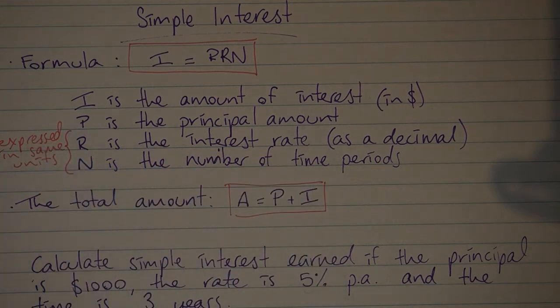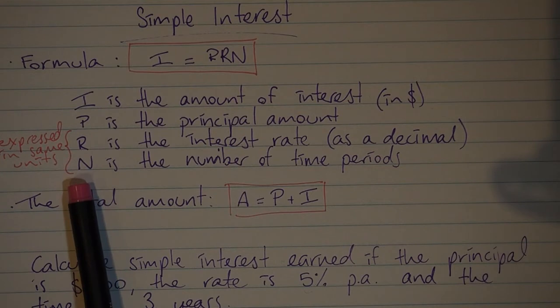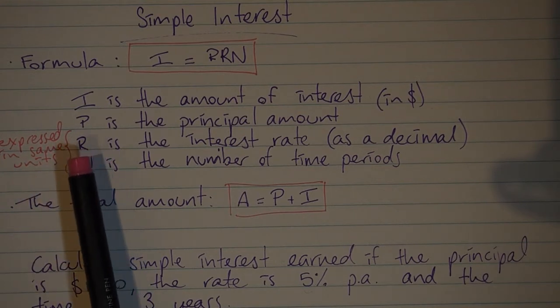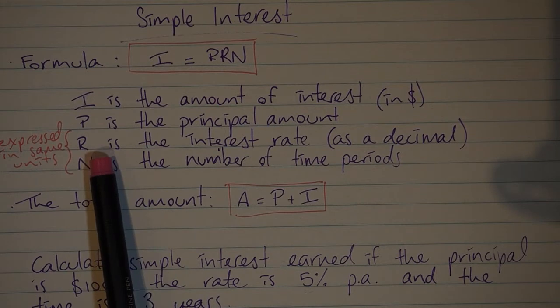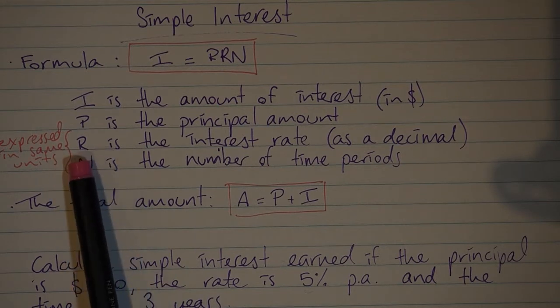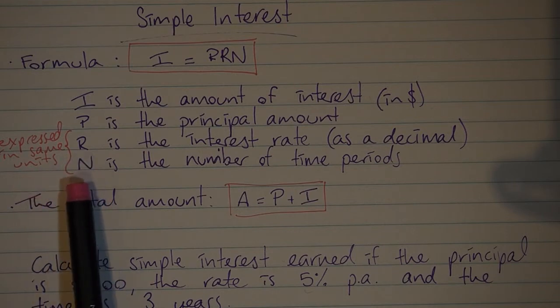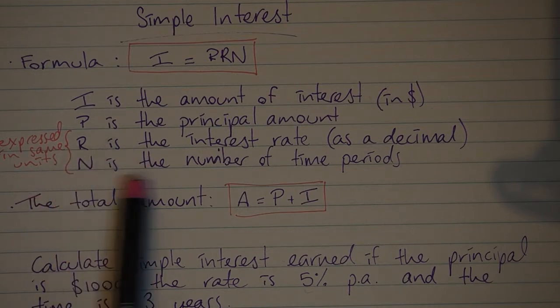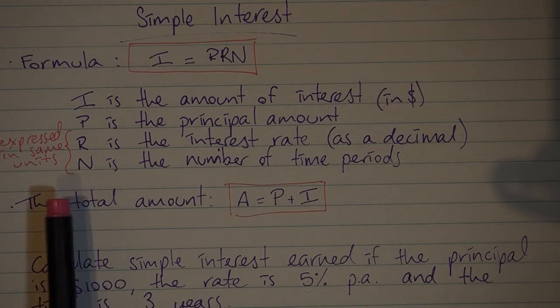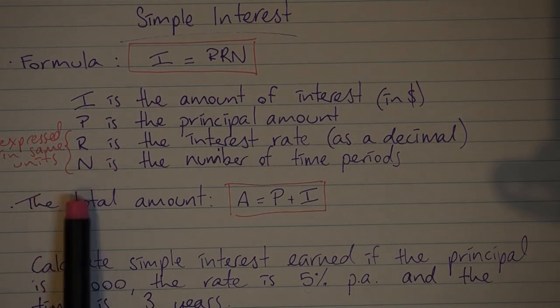So it's really important to note that R and N need to be expressed in the same time units. So usually the interest rate is given per annum, which means an annual interest rate or per year. So if that's the case, then N needs to be in years as well. If they're not in the same units, they do need to be adjusted so that they are.